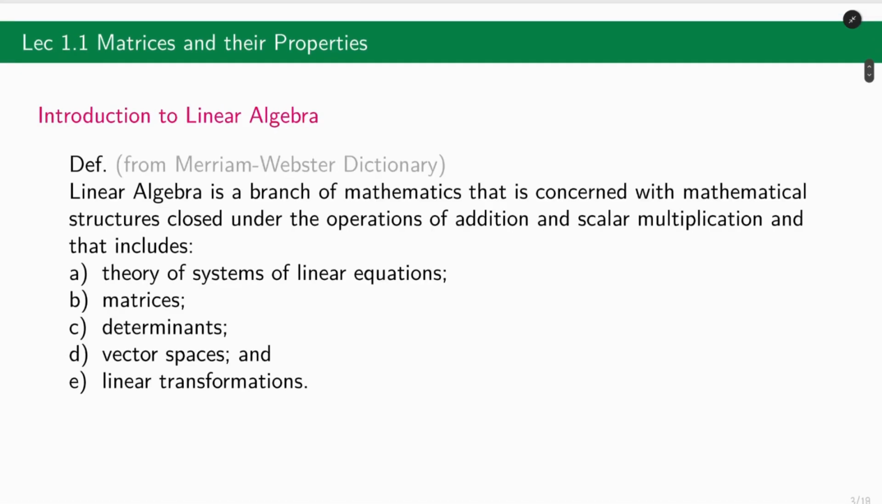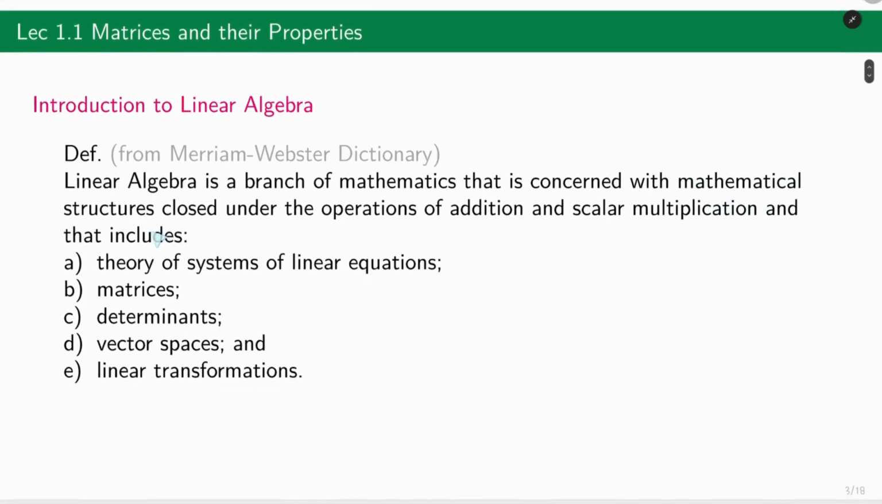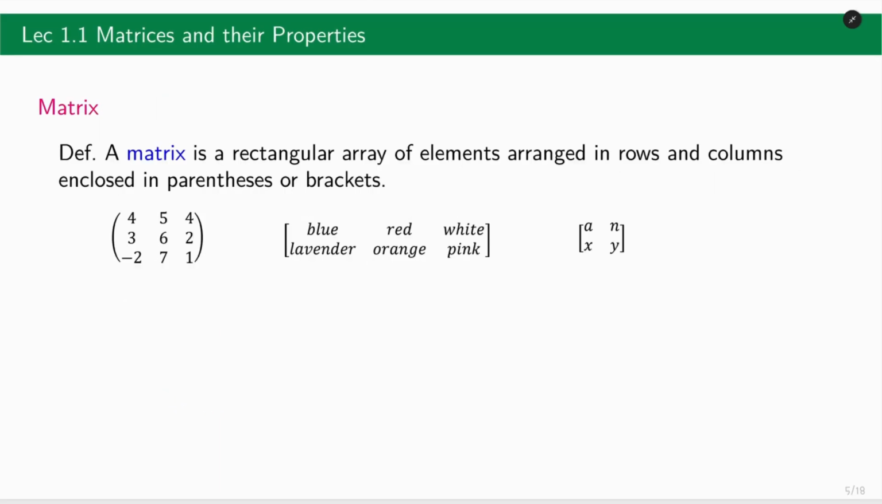First, let's talk about what linear algebra is, since this is our course. Linear algebra is a branch of mathematics that is concerned with mathematical structures closed under the operations of addition and scalar multiplication, and that includes the theory of system of linear equations, matrices, determinants, vector spaces, and linear transformations. Here in linear algebra, we are going to deal with matrices.